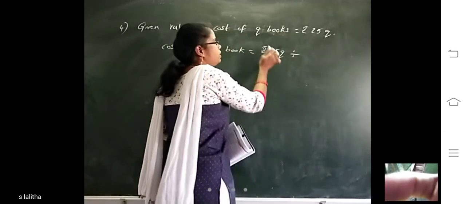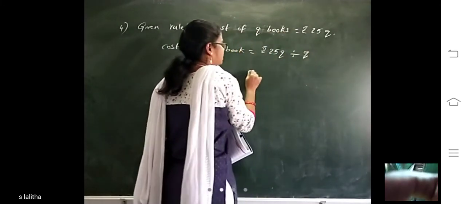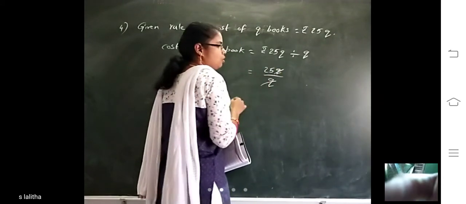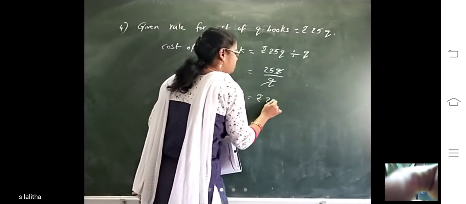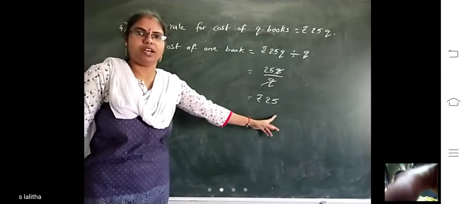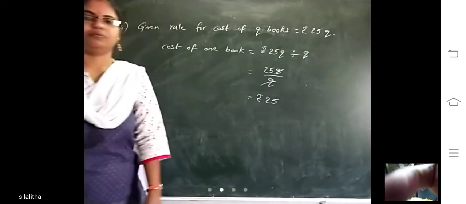So 25q by q. q will be cancelled. What is the answer? Rupees 25. So the cost of one book is 25 rupees. Okay. Right.